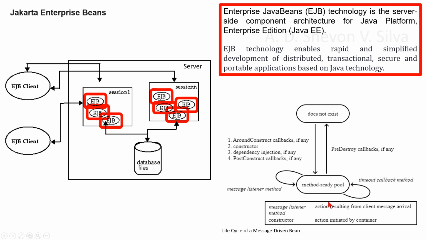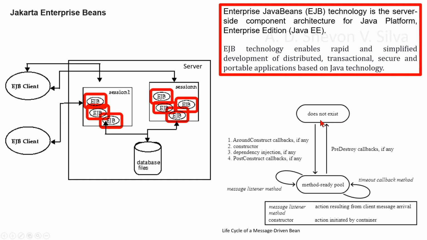When the container no longer needs the instance, which usually happens when the container wants to reduce the number of instances in the method-ready pool, the container invokes the pre-destroy lifecycle callback methods for it, if any. This ends the lifecycle of the message-driven bean instance.